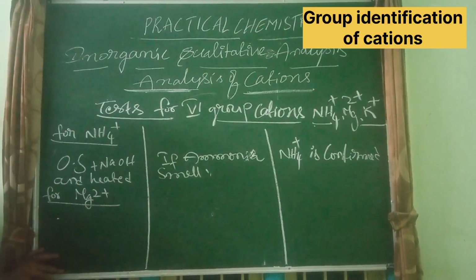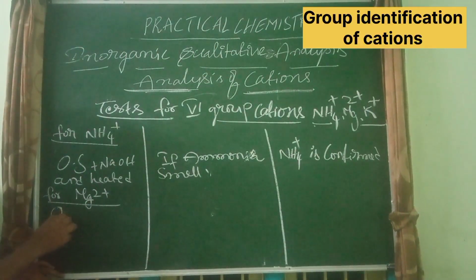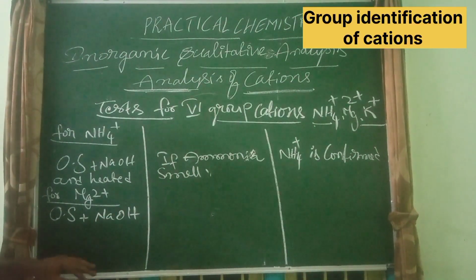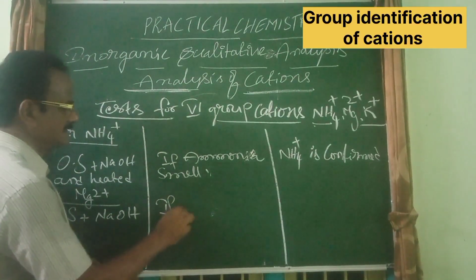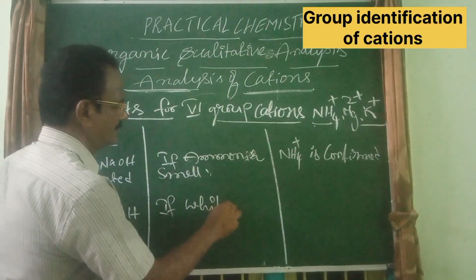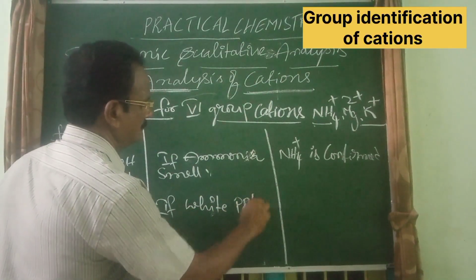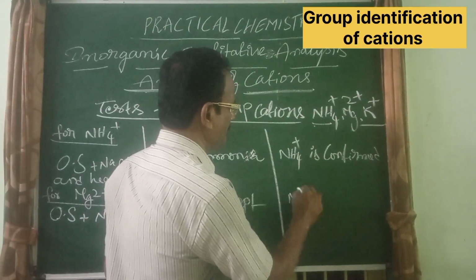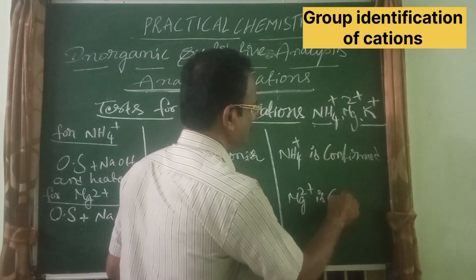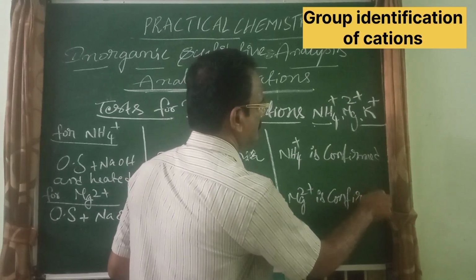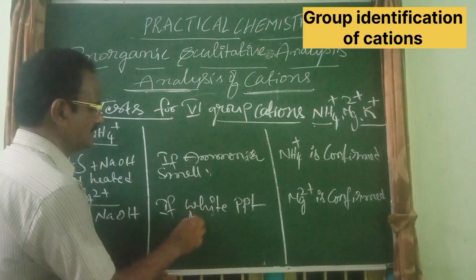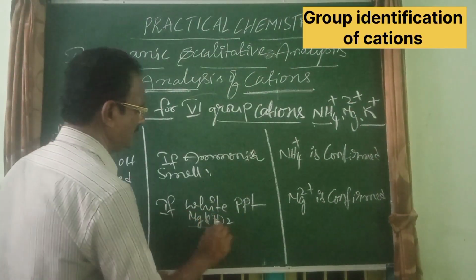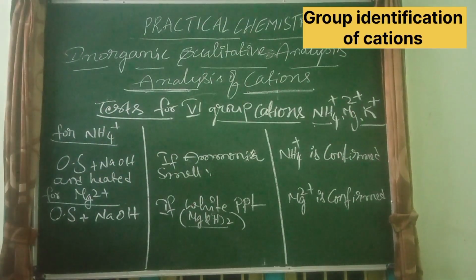For Mg2 plus, okay, then if you add NaOH to the original solution, if there is white precipitate, then you can confirm the presence of Mg2 plus. The name of the precipitate is magnesium hydroxide. Okay, name of that precipitate is magnesium hydroxide. Is it clear?